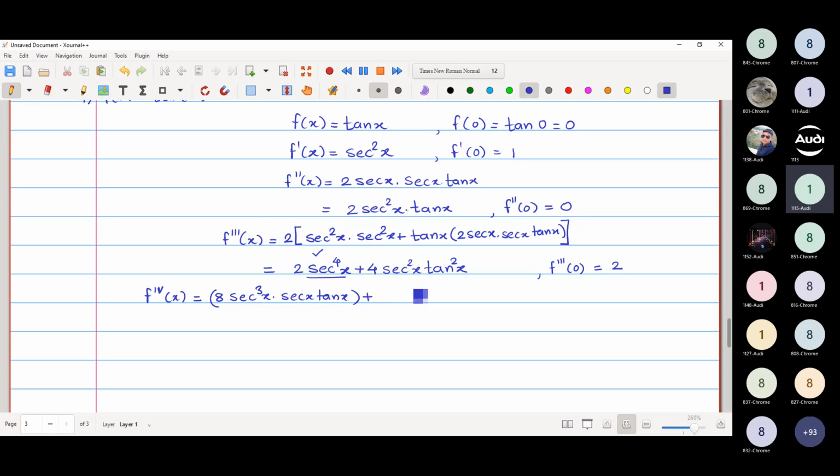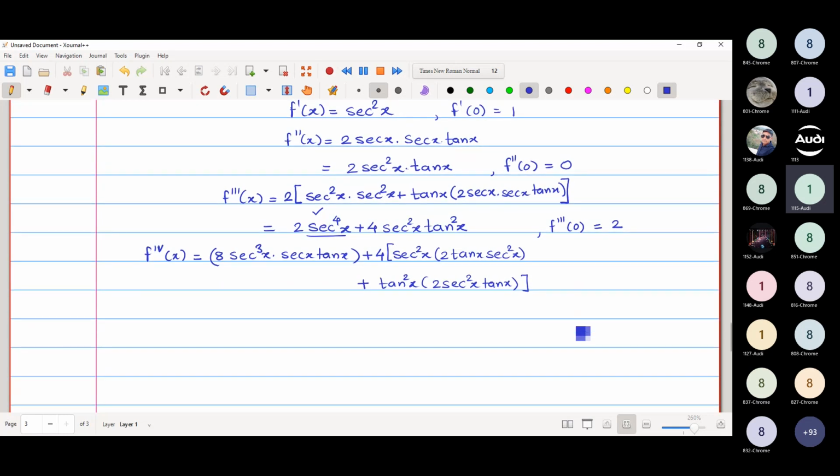What will be the derivative of this? 4 will be as it is. Should we use the product rule here? Yes sir. I'm going to keep this sec square x as it is, and the derivative of tan square x will be 2 tan x sec square x, plus now I'm keeping tan square as it is, and the derivative of sec square x will be 2 sec x into sec x tan x, that is 2 sec square x tan x. Is it correct? Yes sir.